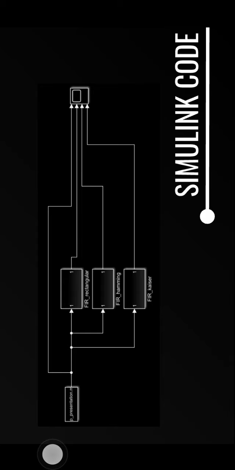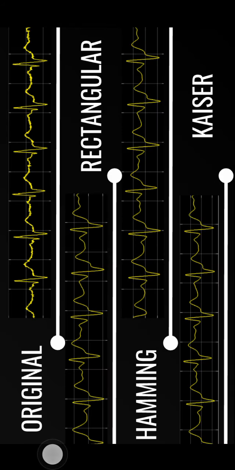Hamming and Kaiser filters are created using the FDA tool available in MATLAB. And the output of this is given in this slide.